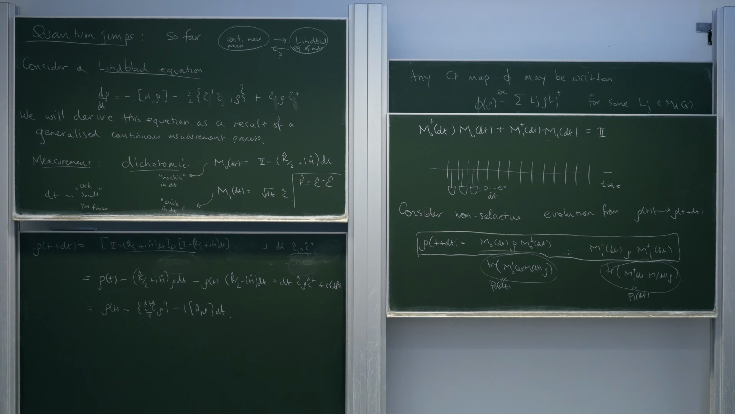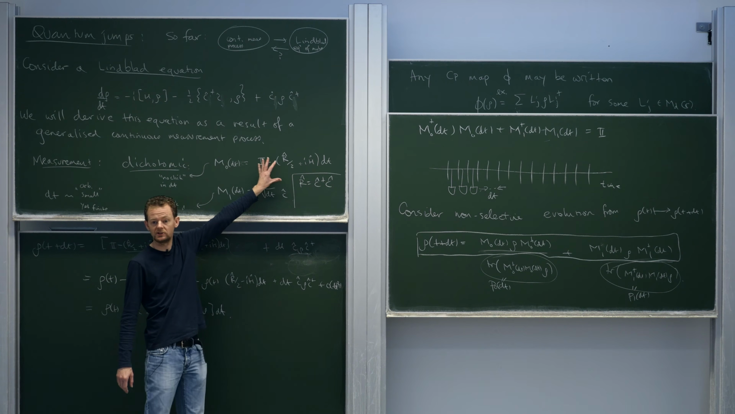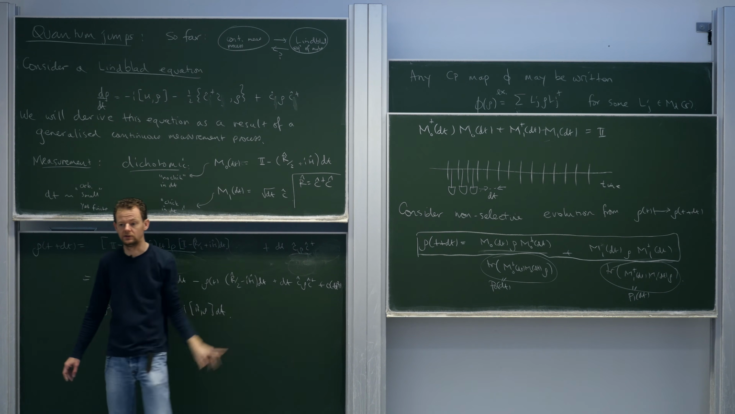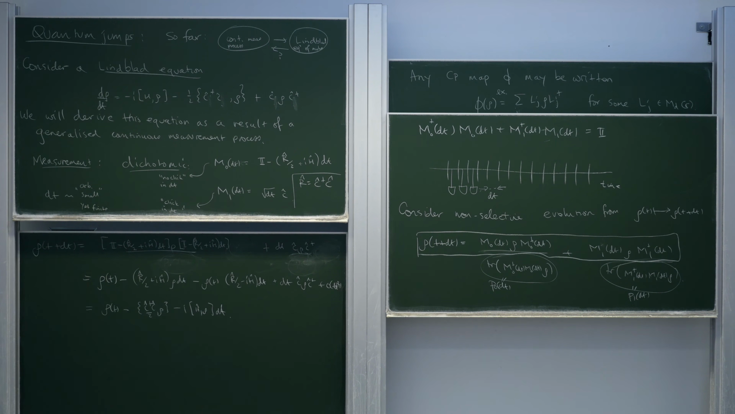Okay, that's it. That's the non-selective evolution. But that's not what we're interested in today. This just confirms that this model of continuous measurement here will give this Lindblad equation as its effective dynamics. The next step is what we're interested in. We want to understand what's the selective evolution. What does it look like if we look at the measurement record?